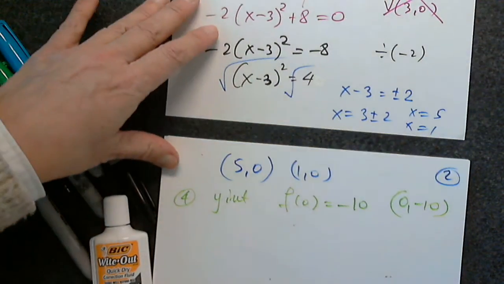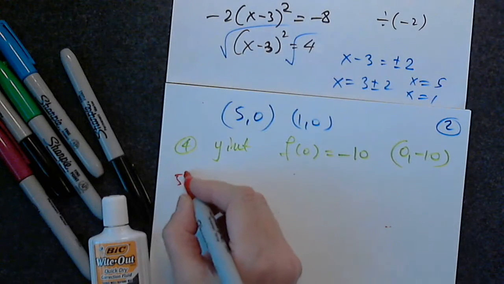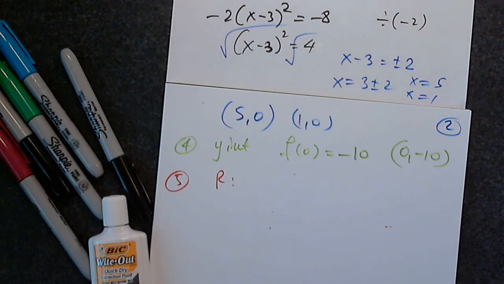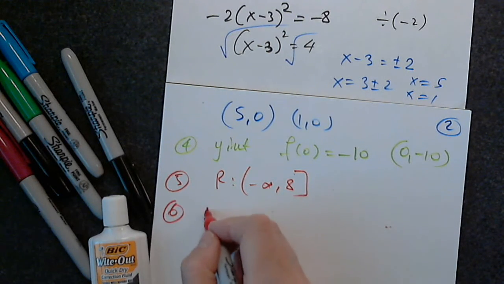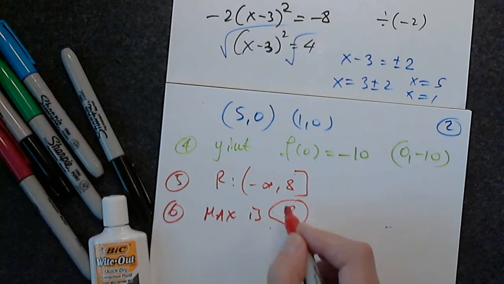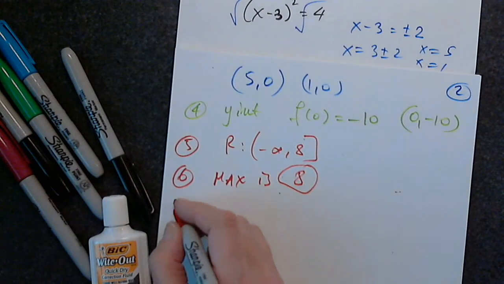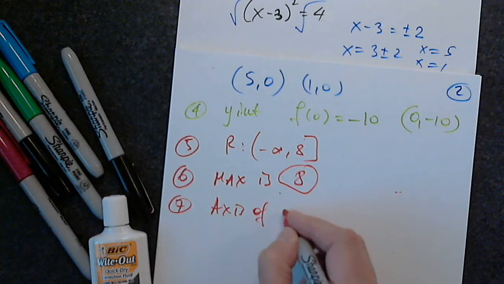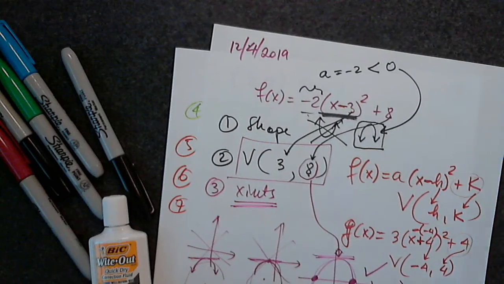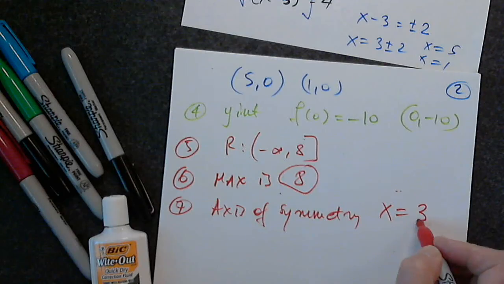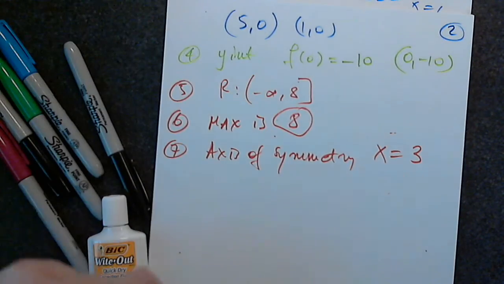Now can anyone give us the range, for example? We haven't even graphed it, but now we know everything about the function. From negative infinity to? 8. Exactly. Perfect. So the max is 8. And 7, axis of symmetry. It's the vertical line going through (3, 8), and that is x equals 3. Now we really dissected this fully.